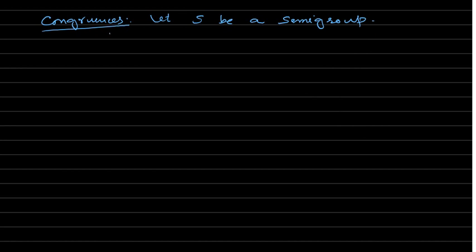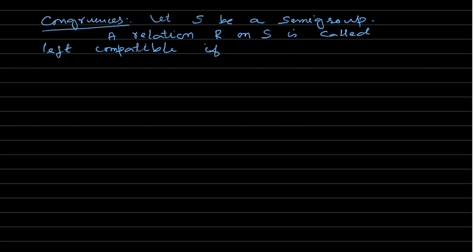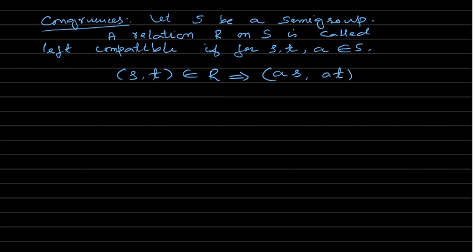A relation R on S is called left compatible if for all s, t, a in S, (s, t) belongs to R implies... Left compatible means we multiply on the left side by a: (as, at) should also be in R.